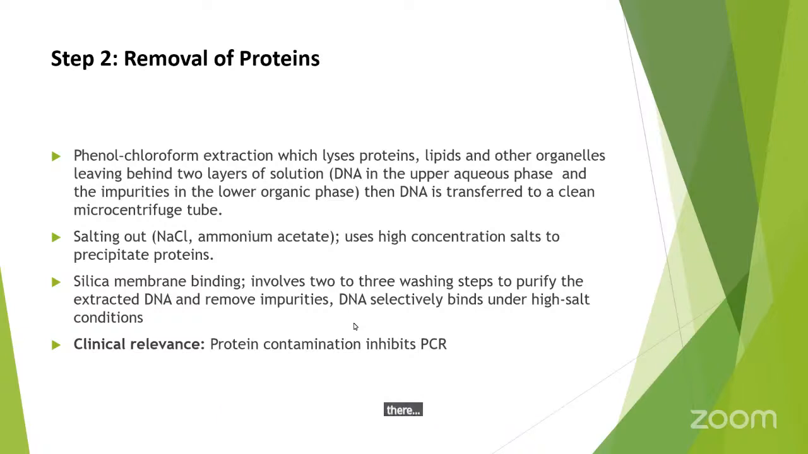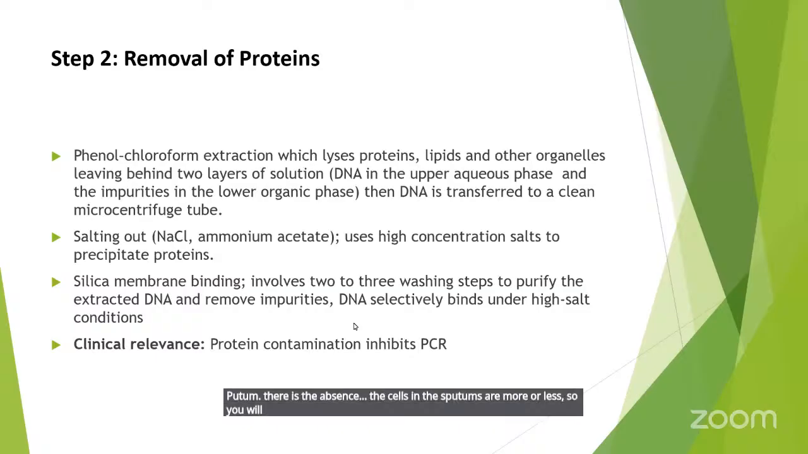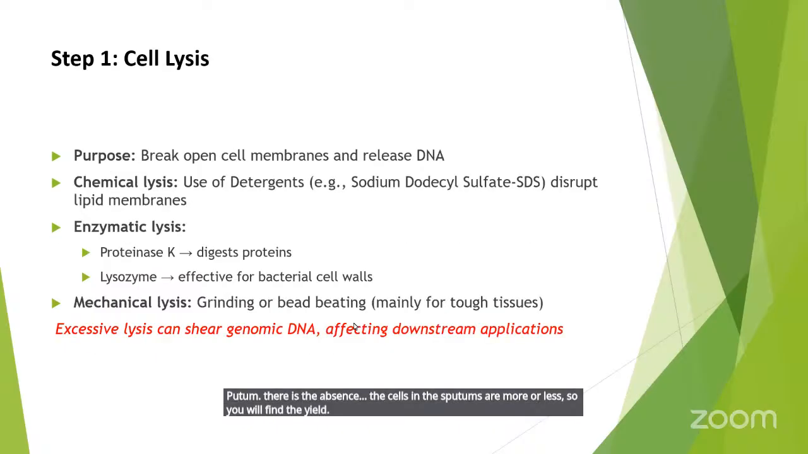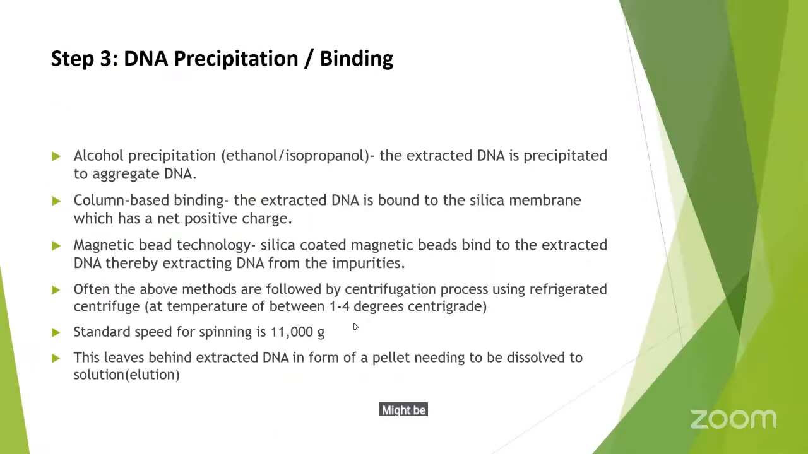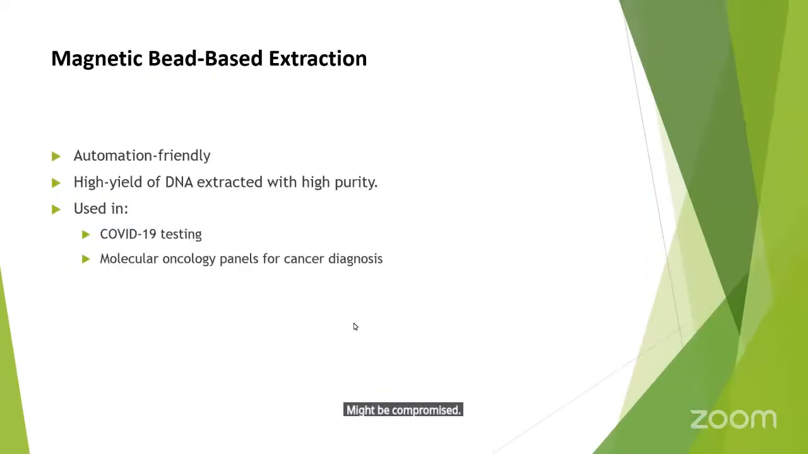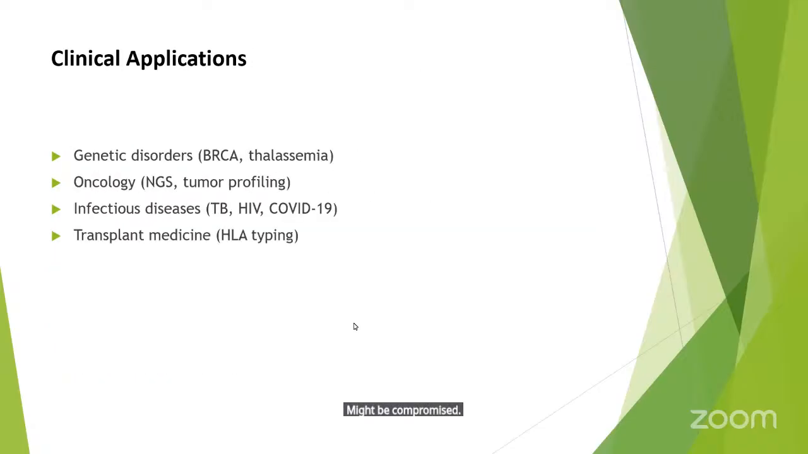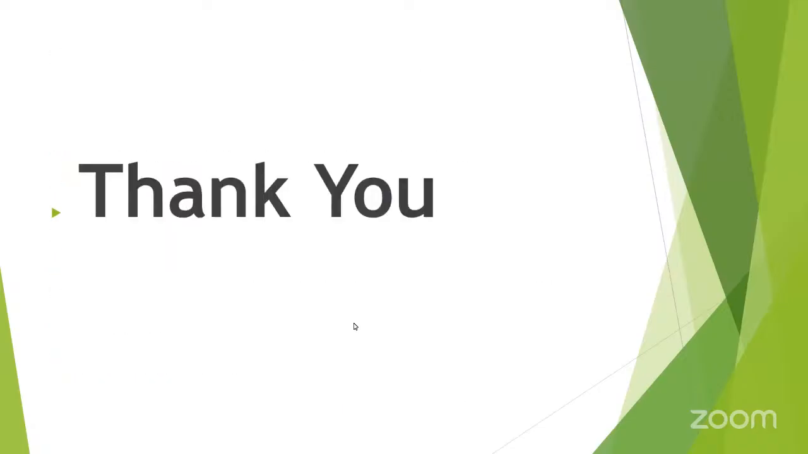The reason why sample type affects the method of choice is that with some other specimen like sputum, the cells in the sputum are more or less absent, so you will find the yield might be low, or the purity might be compromised. I hope that has answered your question clearly.